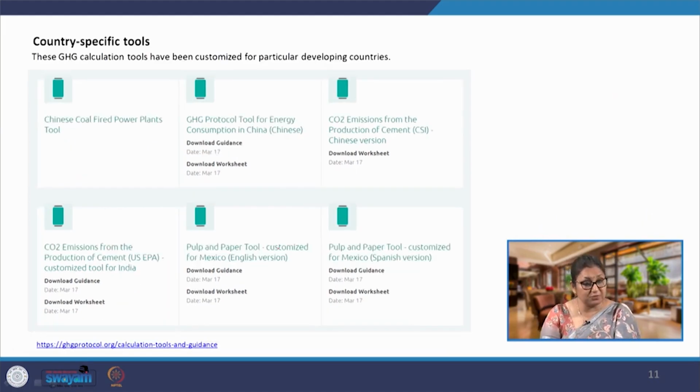We have country specific tools, for example, the Chinese coal fired power plants tool, or CO2 emissions from the production of cement, the Chinese version. Or, for example, the paper and pulp tool customized for Mexico. Country specific tools are required, as I had explained earlier, for different contexts. The fuel type might be different, the machines might be different, and the efficiency achieved due to the use of a specific type of machine may be different.